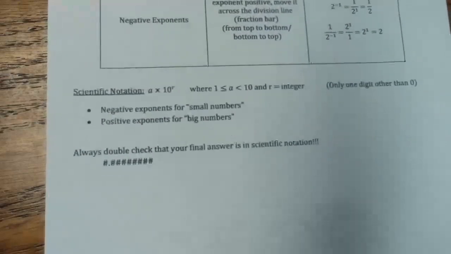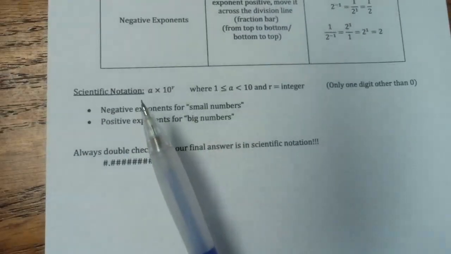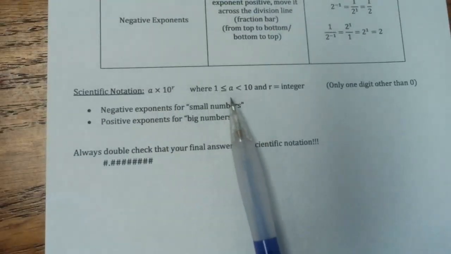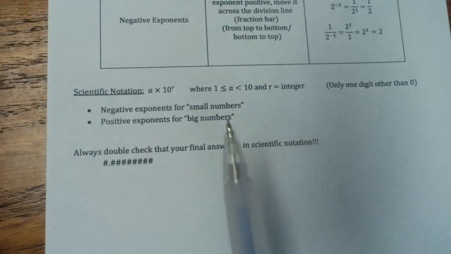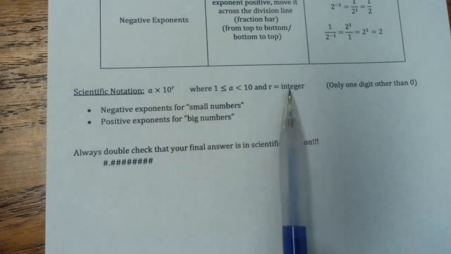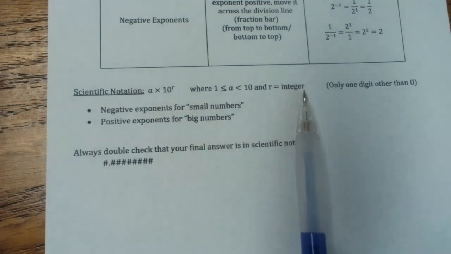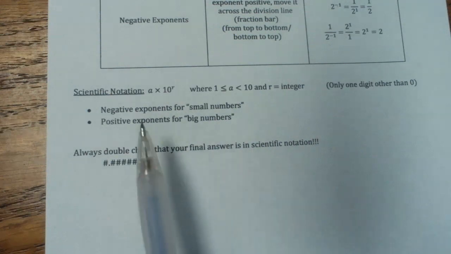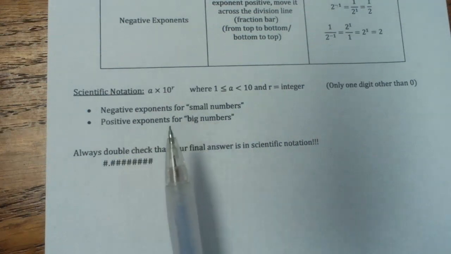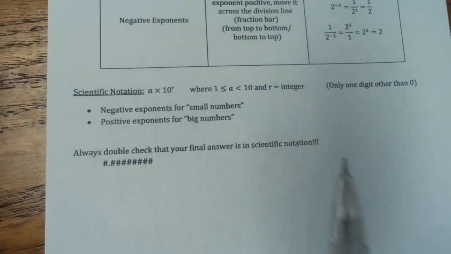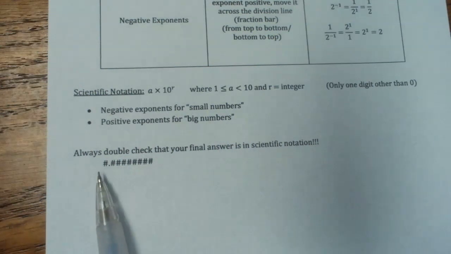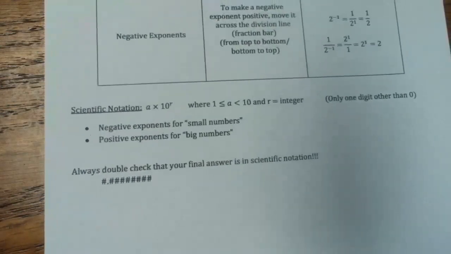We also talked about scientific notation. Scientific notation is the template A times 10 to the rth power, where A is between 1 and 10. So 1 point something and 9 point something. R is the number that we are moving our decimal. If it's a negative exponent, it means a really small number. If it's a positive exponent, it means a really big number. So always check your final answer. That's in scientific notation, which means 1 digit to the left of the decimal. So 1 number and then point whatever.